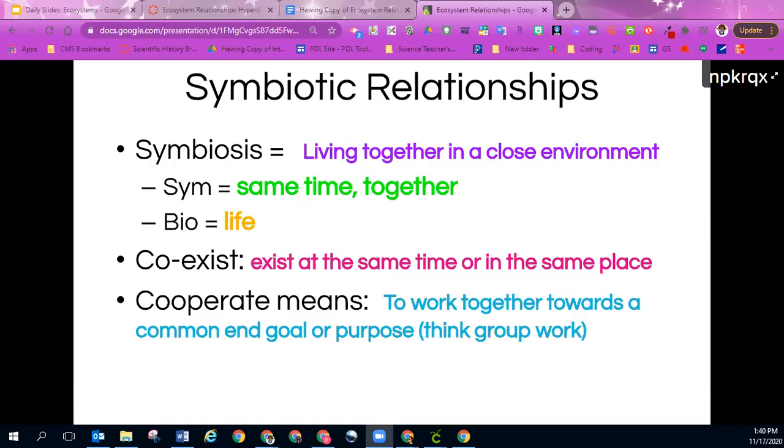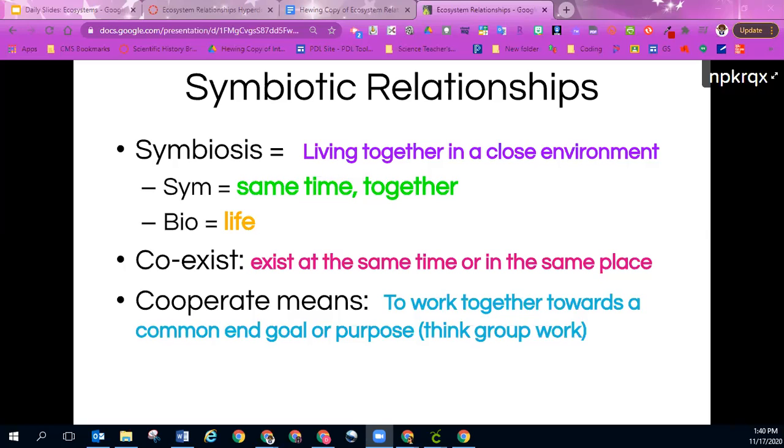The relationships we're going to look at today are known as symbiotic relationships. They are animals that are living together closely in an environment. If we break down the word symbiotic, the prefix "sym" means same. It could be together or same time. We know that bio means life. That is what's going on with those relationships.